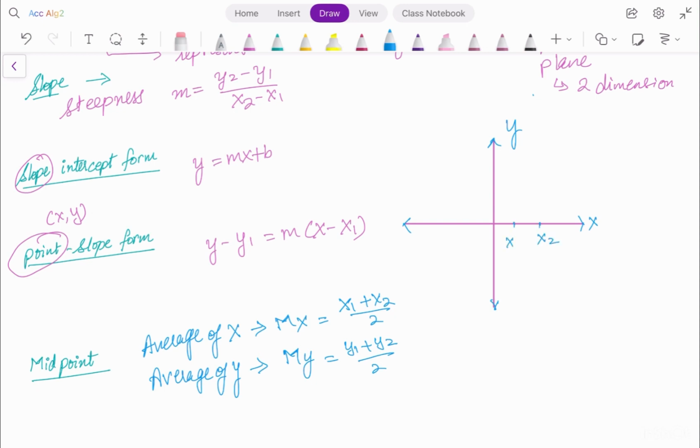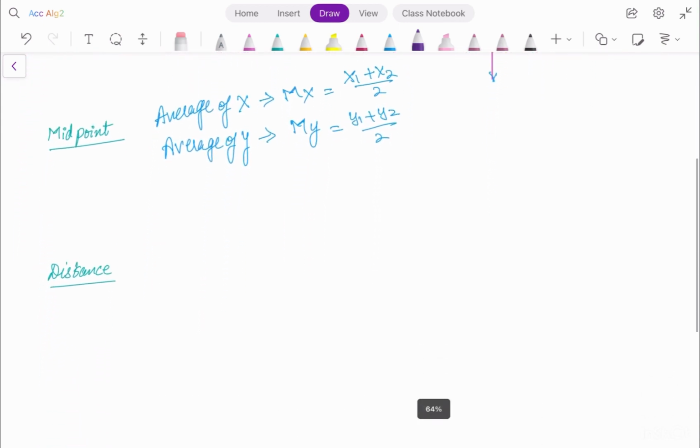So let's represent it on the coordinate plane. We have x1, x2, y1 and y2. And let's plot the points, any random points, just for understanding. And if we have a line, and if we want to calculate the midpoint, the midpoint will be in between these two points, x1, y1 and x2, y2. That is why we calculate the average of the x and the average of y.